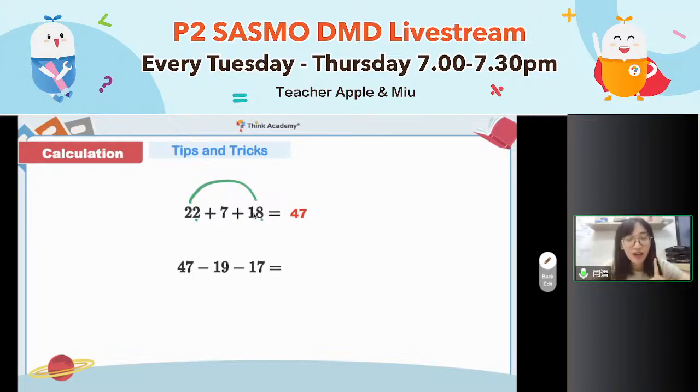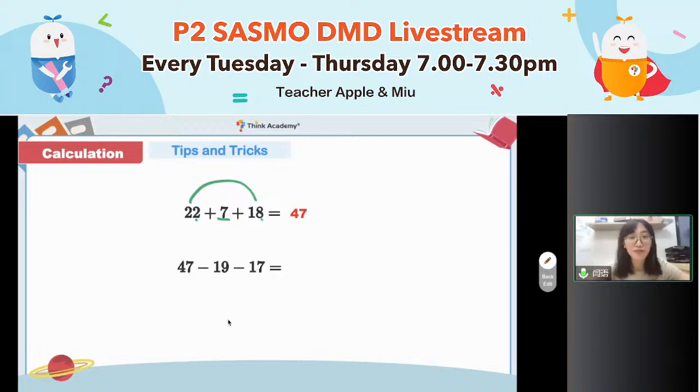22 plus 18. Wow, this part is very easy for students to make mistakes. Most students get a 30, right? Because 2 plus 1 equals 3, so you get 30, right? No, okay, do remember the carryover. So actually, it should be 40. 40 plus 7 equals 47.